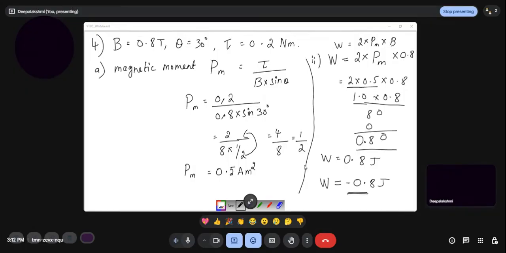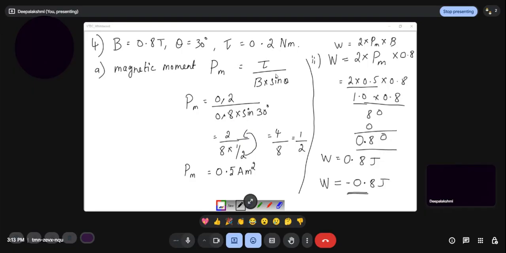So today's class we are going to see the numerical problems of 12th standard physics unit 3 book back question number 4. A bar magnet is placed in a uniform magnetic field whose strength is 0.8 Tesla. So B is equal to 0.8 Tesla and the bar magnet is oriented at an angle of 30 degrees, so angle theta is equal to 30 degree, and with the external field experiences a torque of 0.2 Newton meter. Torque is equal to 0.2 Newton meter.